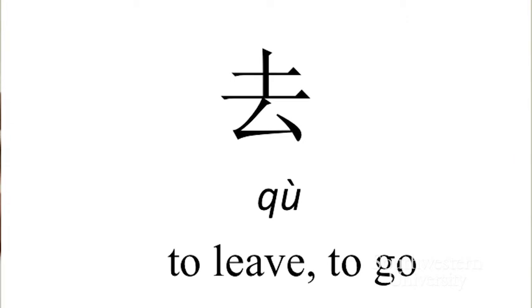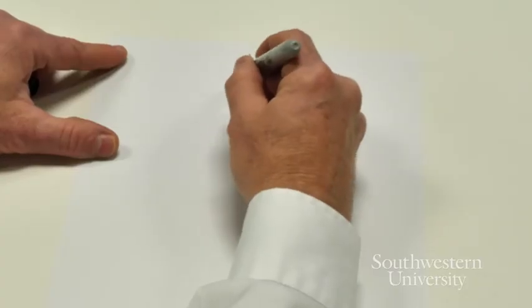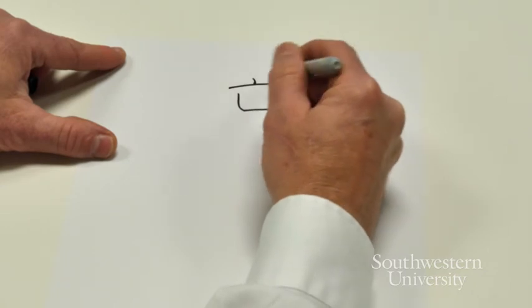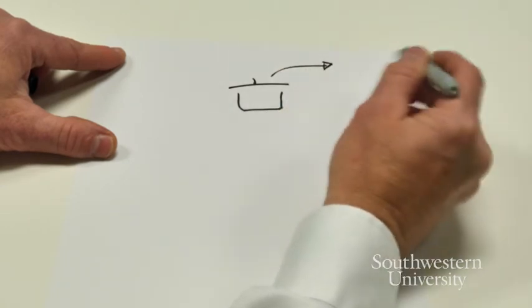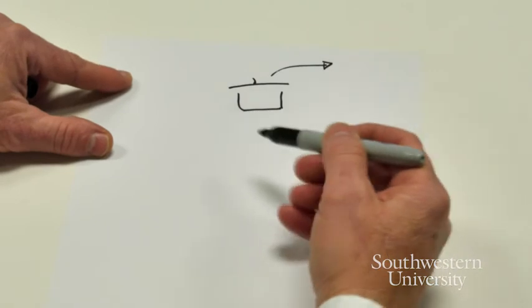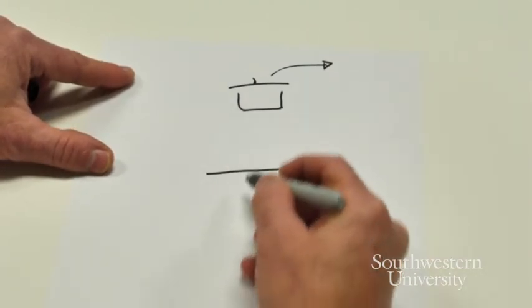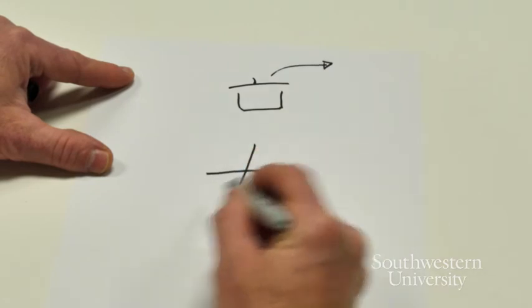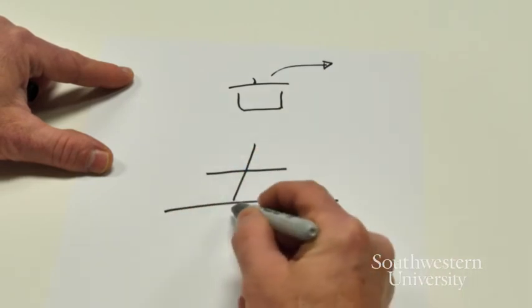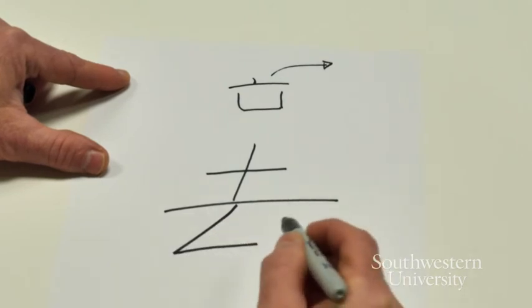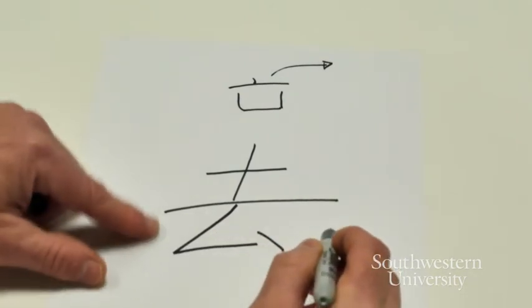Here's chu again. So this is thought to be a depiction of a lid over a cup. The lid goes off, which is to be taken to go. So in modern characters, heng, shu, heng, and then the cup part. Pie, ja, dian, chu.